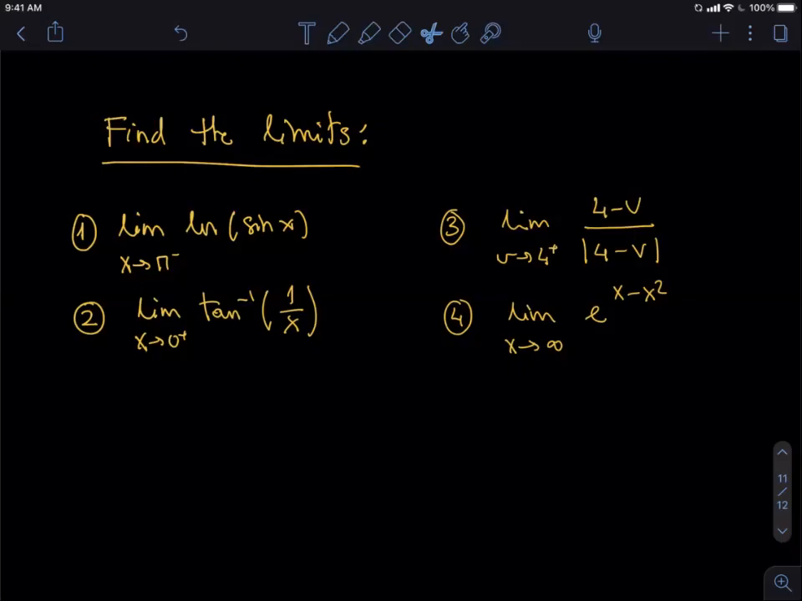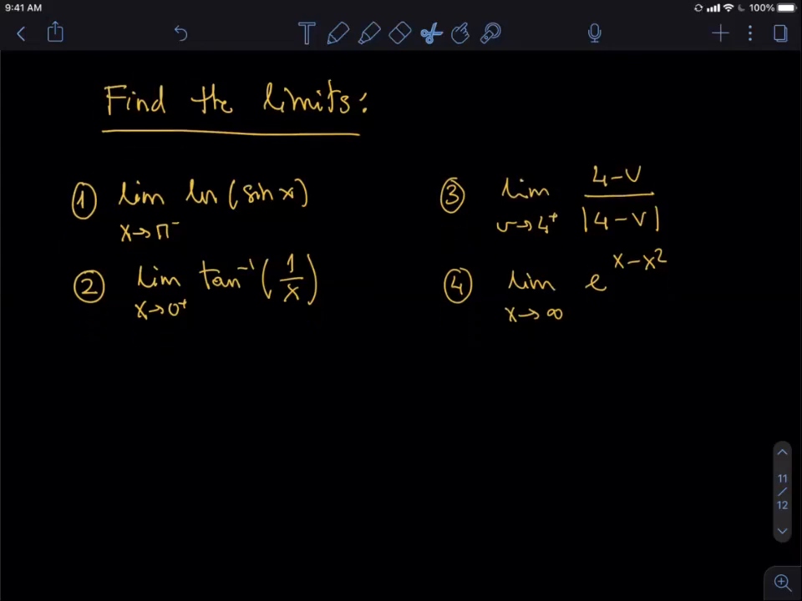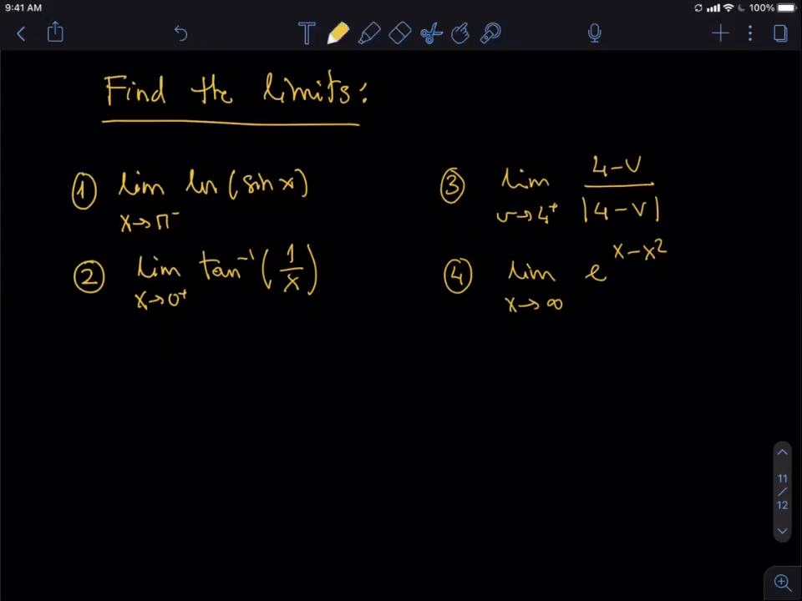Let us find now a few difficult limits. The first one is the limit of the natural logarithm of the sine of x as x tends to pi from the left.